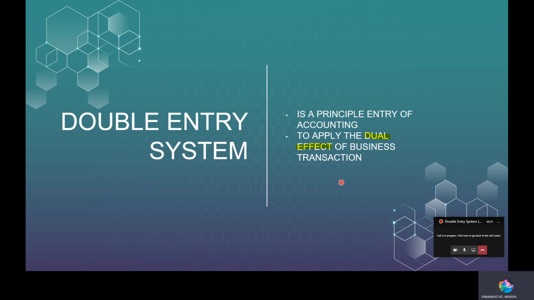If you have debited 1 account, the other account should be credited. One account debit, followed by another account credit. That is dual effect. You cannot debit both accounts, you cannot credit both accounts, or you cannot make any entries or no entries in any account. That is the worst, no recording at all. So dual means one account debit, the other account credit. That is the fundamental principle of the double entry system.